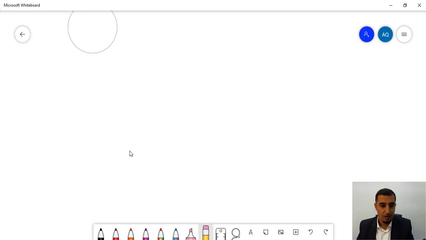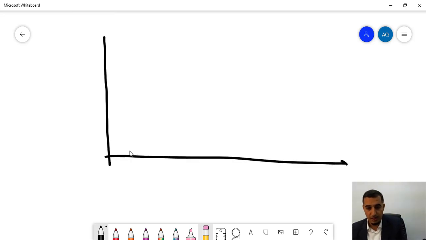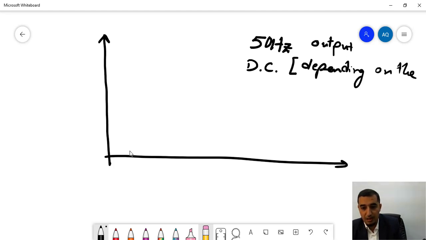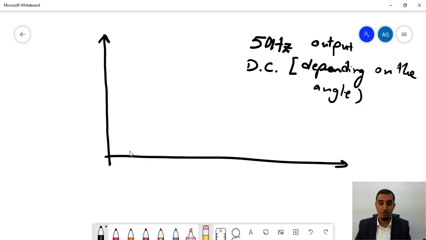Okay, so what we are going to use is, we want to generate a signal that has the frequency we want, which is 50 hertz. This is our output. We are going to use the duty cycle, which depends on the angle. So it depends on the angle, we will choose the duty cycle.